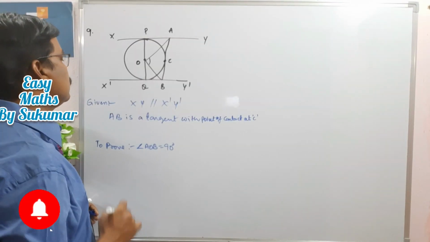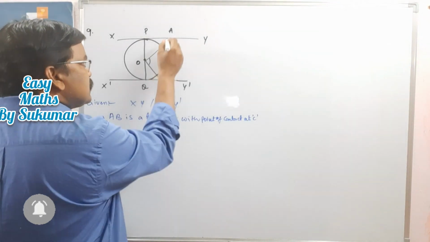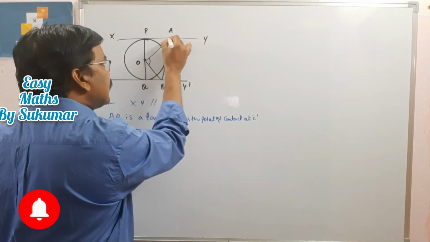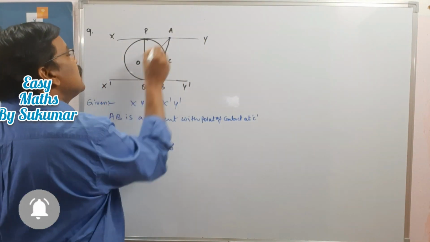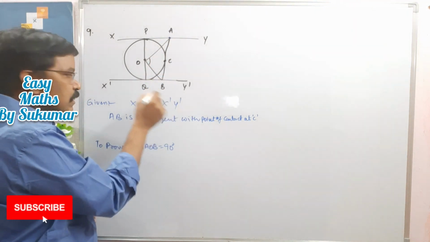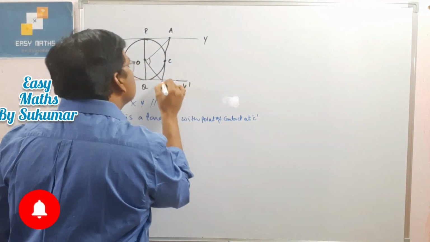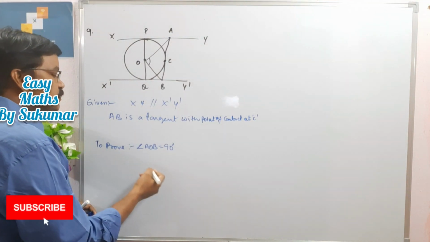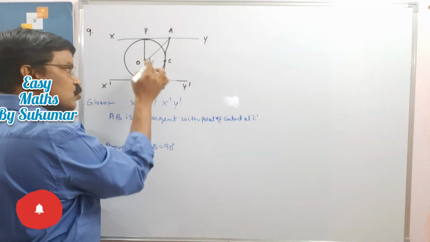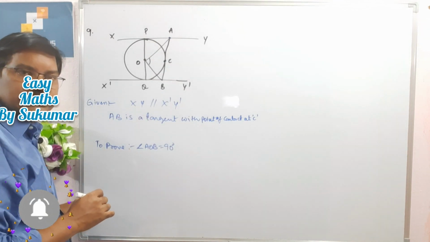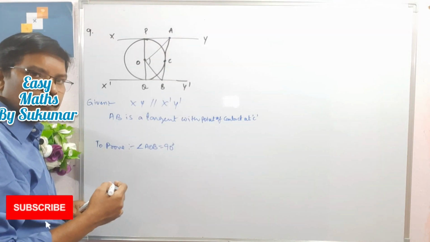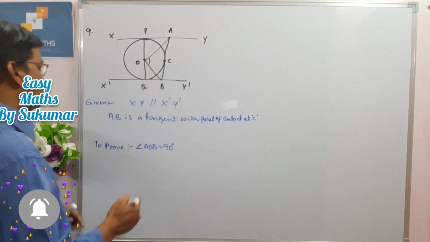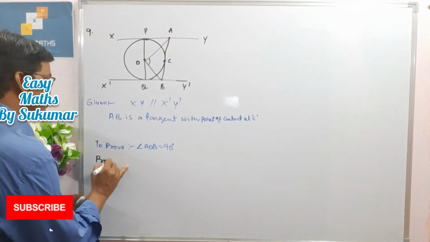See my dear students, here this tangent AB intersects this XY tangent at capital A, and this same tangent AB intersects this X dash Y dash tangent at capital B. So we have to prove here angle AOB is equal to 90 degrees. Look here please. I will write the proof here.